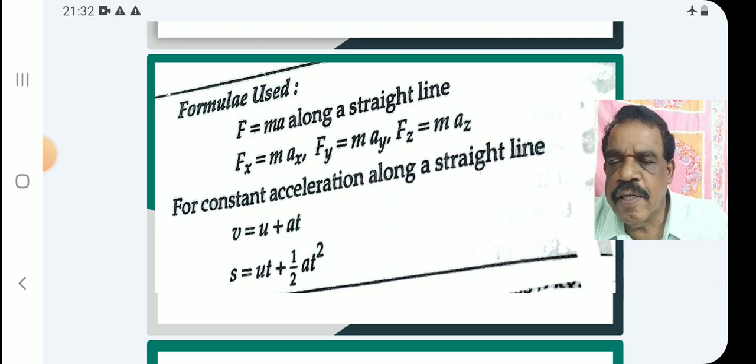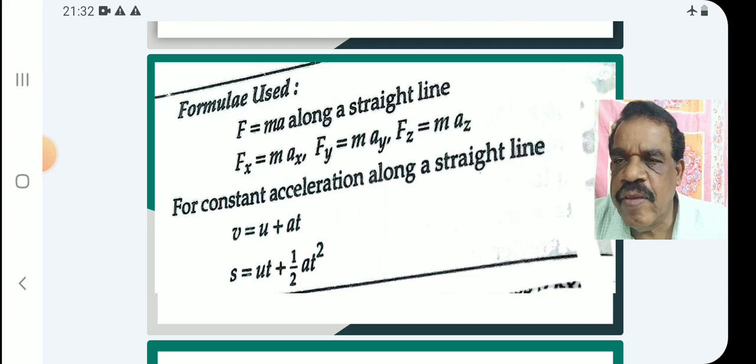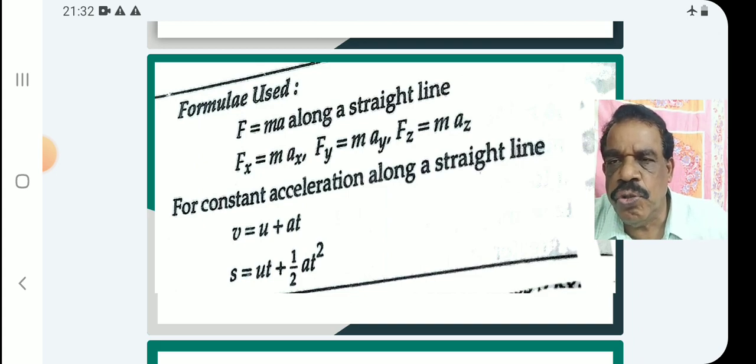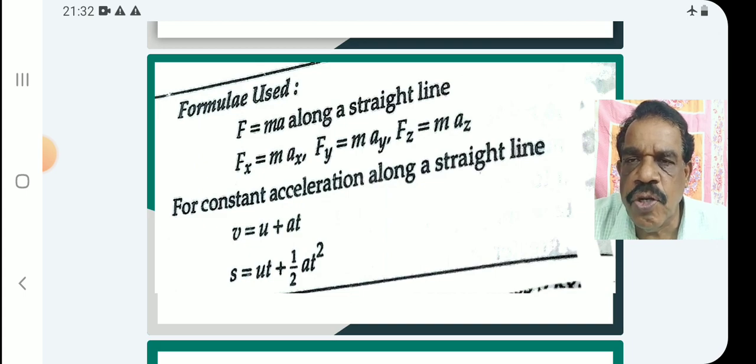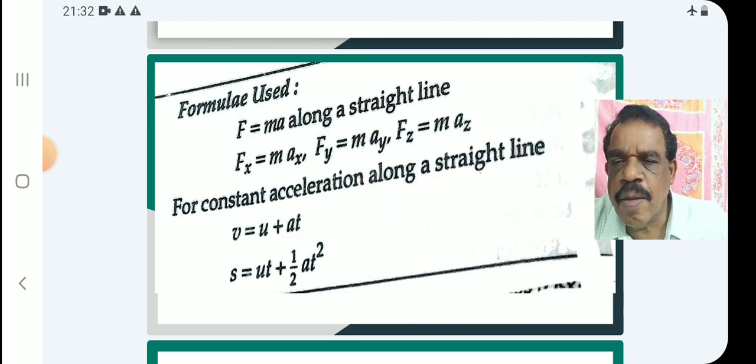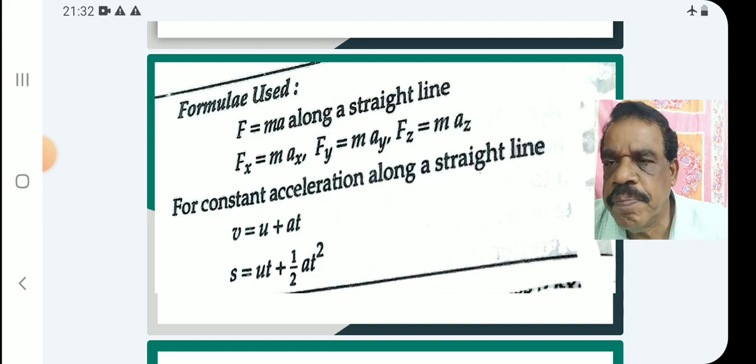And if we take the components in three different directions, then we can write the components of force: Fx is equal to m into ax, Fy is equal to m into ay, and Fz is equal to m into az. That is the component of force. Ax, Ay, and Az are the component accelerations. For a constant acceleration along a straight line, we can also use the relations v is equal to u plus at and s is equal to ut plus half at square.